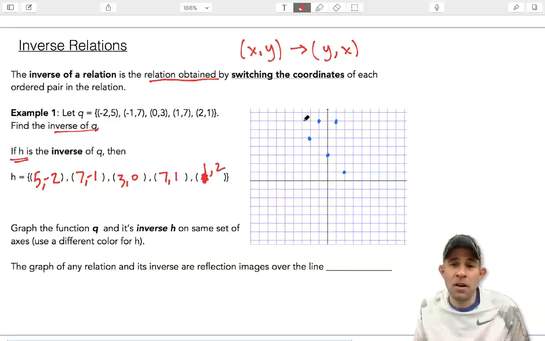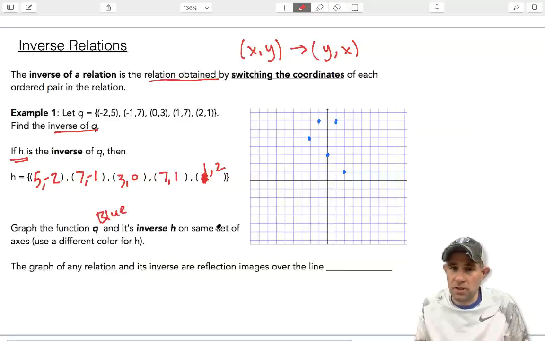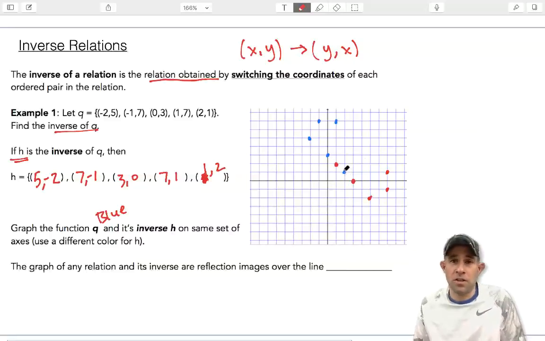All right, well, I've gone ahead and graphed Q in blue, and we're going to graph the inverse H in red. So take a second to plot those points. Here is (5, -2). Here is (7, -1). Here is (3, 0). Here is (7, 1). And here is (1, 2). All right, so now we have the original relation Q in blue and its inverse in red.